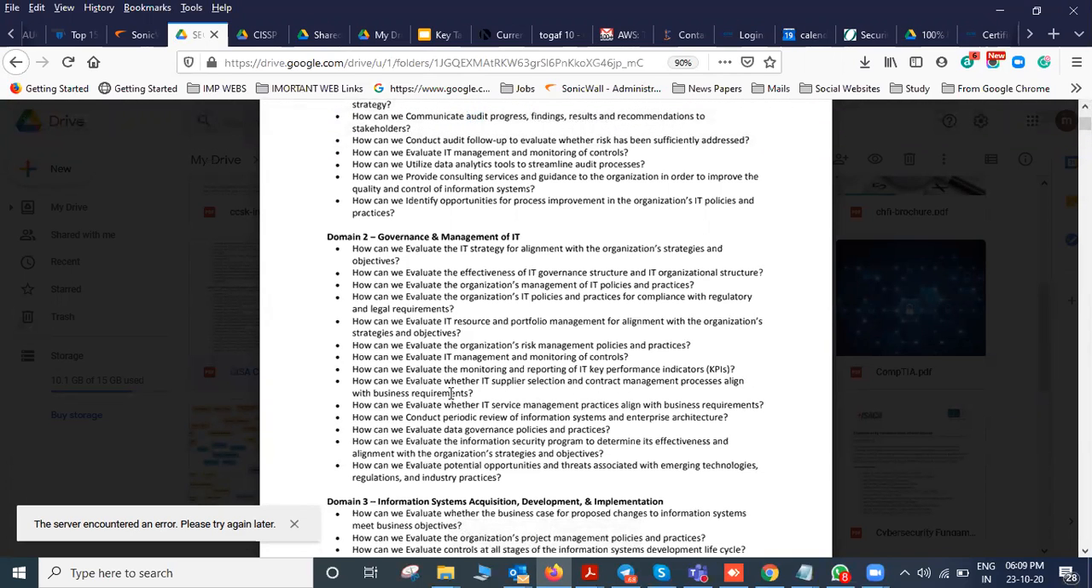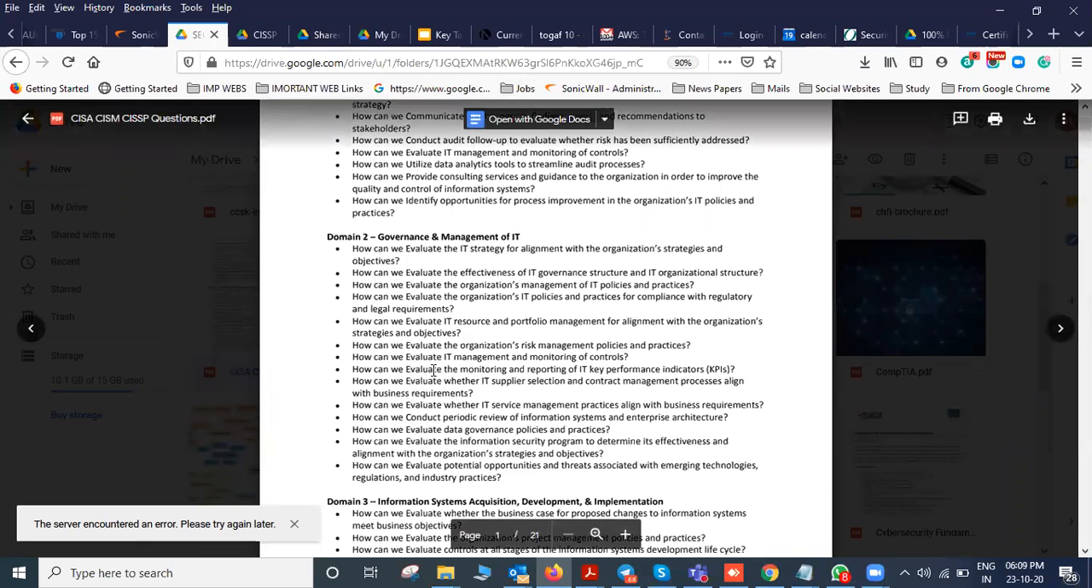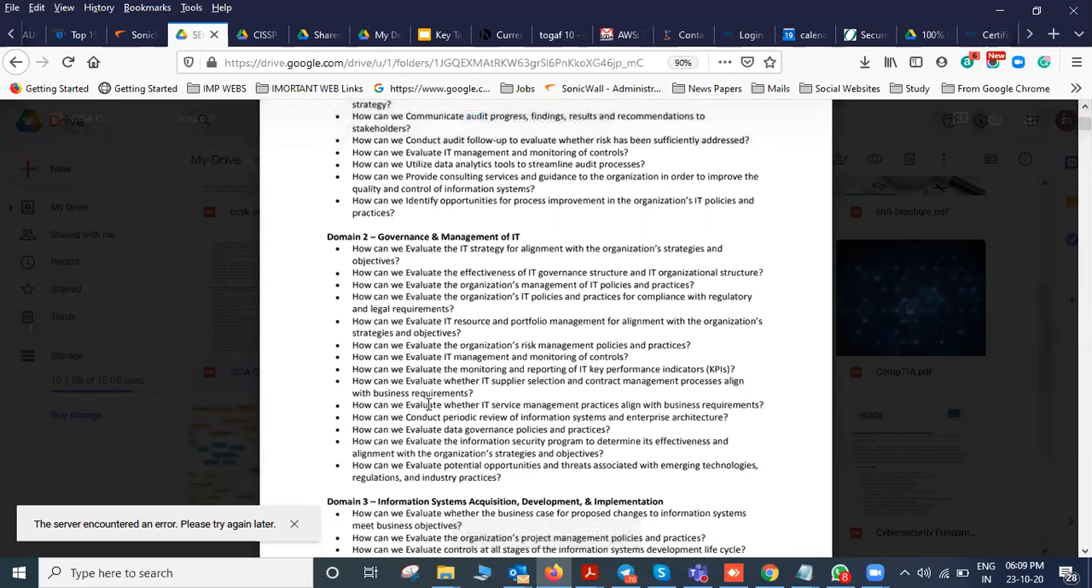So the business requires an ISP, an internet service provider. How do you select the service provider, and what type of contract should you be doing with the same? Okay. And another question I might ask you: how can we evaluate whether IT service management practices align with the business requirements?